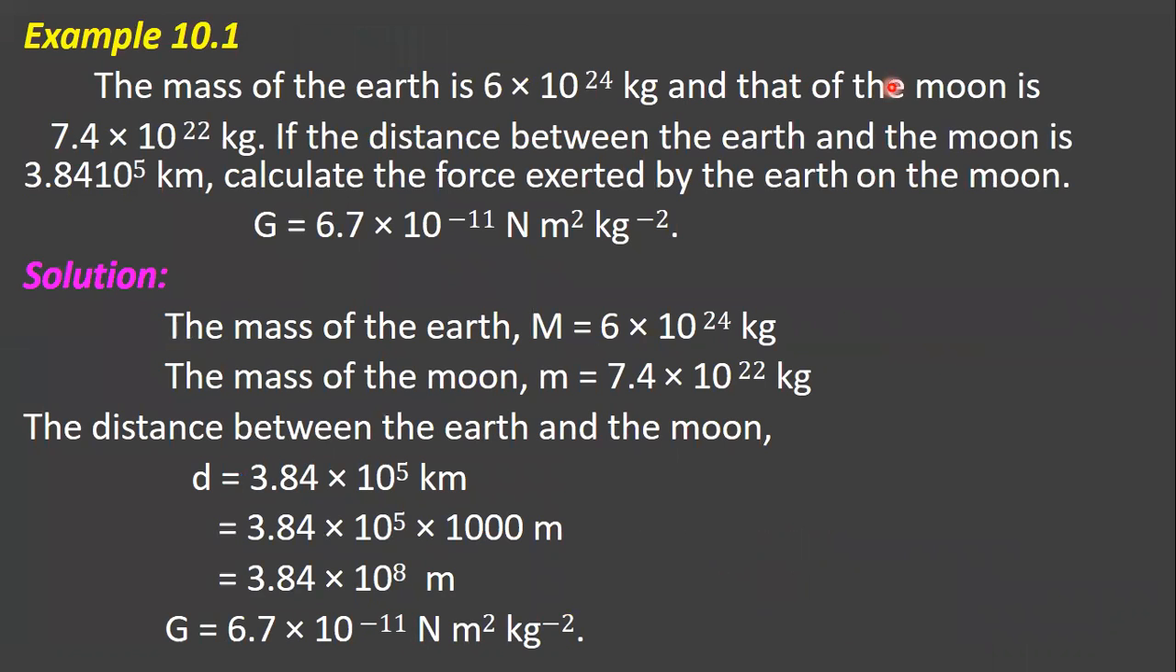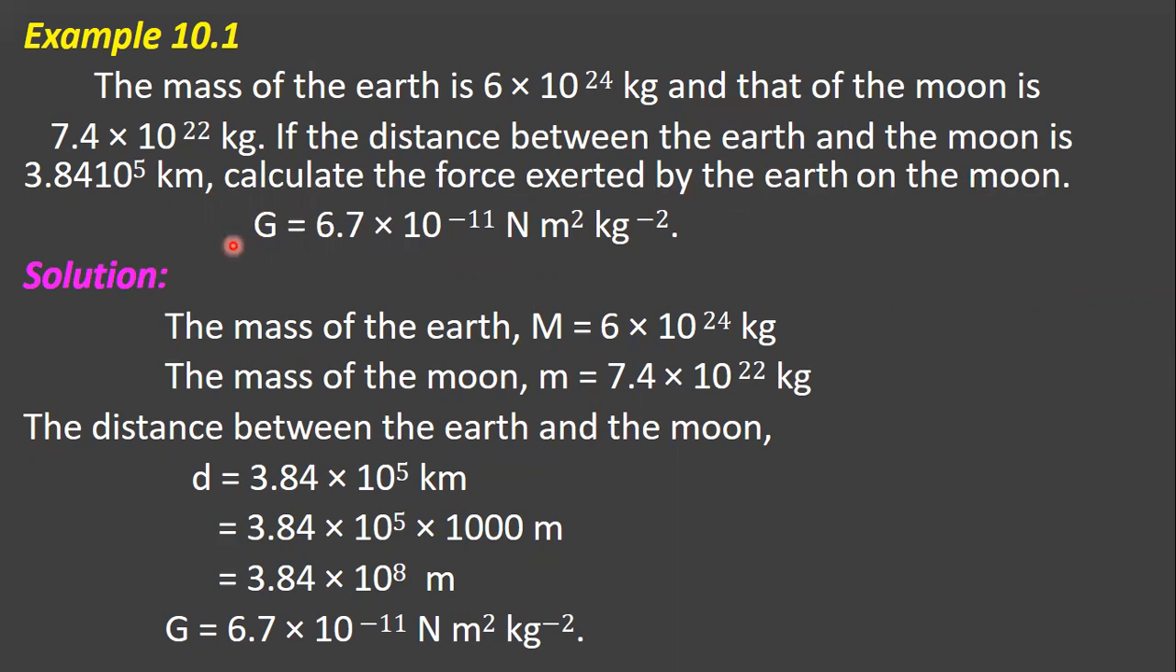Here is one example, children. The mass of the earth is 6 into 10 raised to 24 kg and that of the moon is 7.4 into 10 raised to 22 kg. The distance between the earth and the moon is 3.84 into 10 raised to 5 kilometer. Now you have to calculate the force exerted by the earth on the moon.